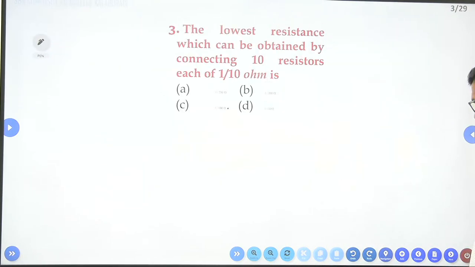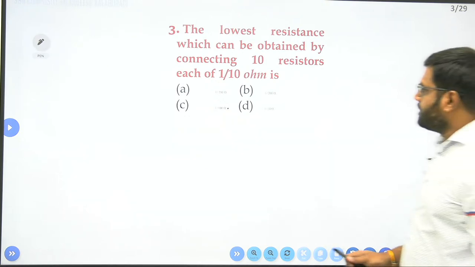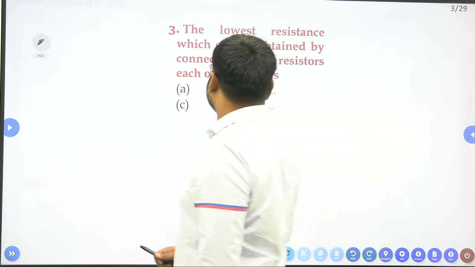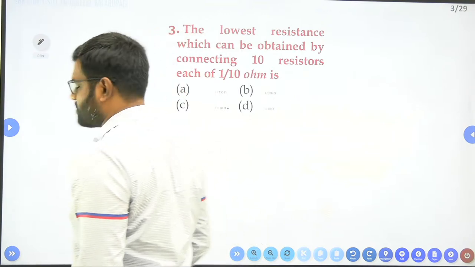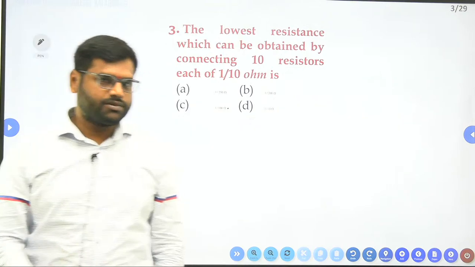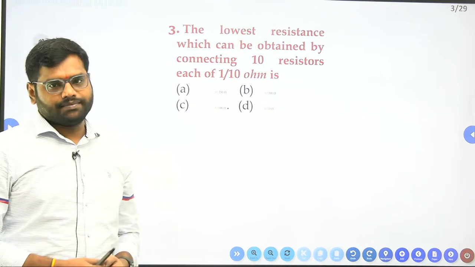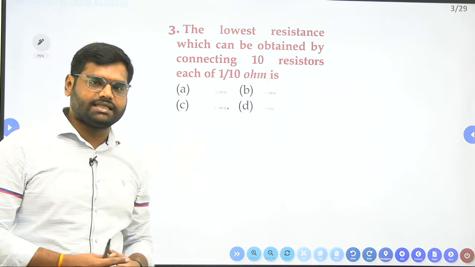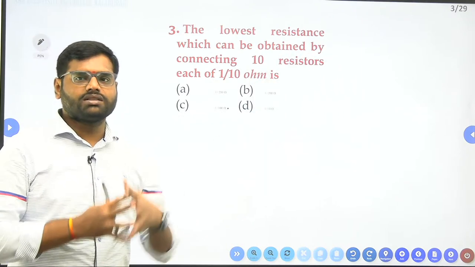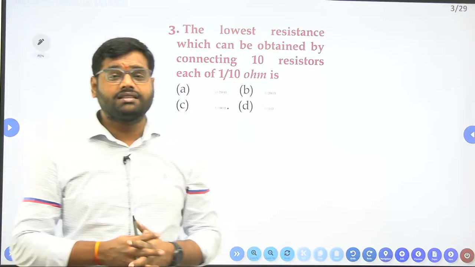So here is the question, students: the lowest resistance which can be obtained by connecting 10 resistors, each of 1/10 ohm. So we need the least. As we know, when a number of resistors are connected in series, the effective resistance will be larger than the largest resistance connected in series.